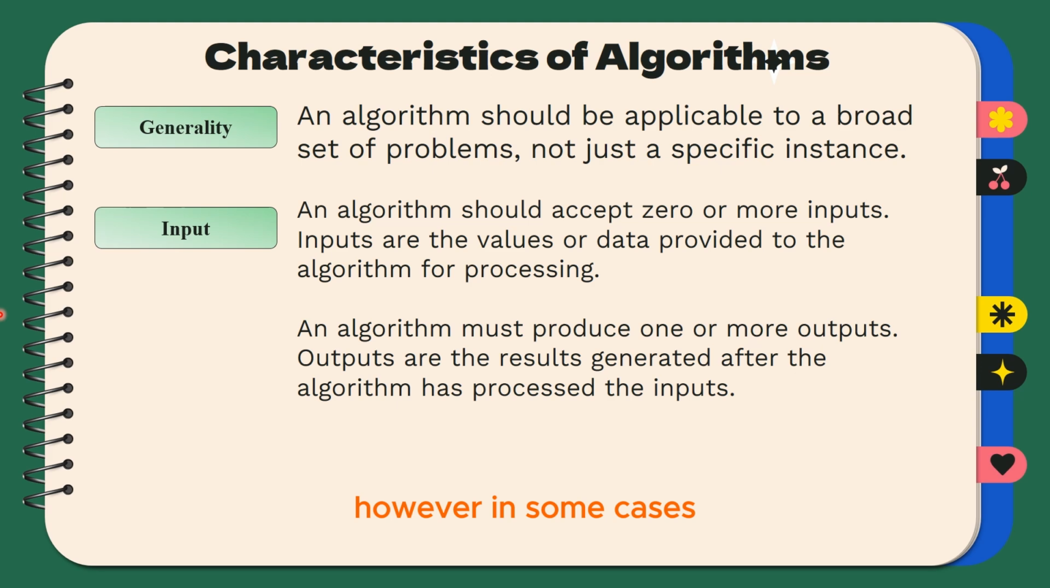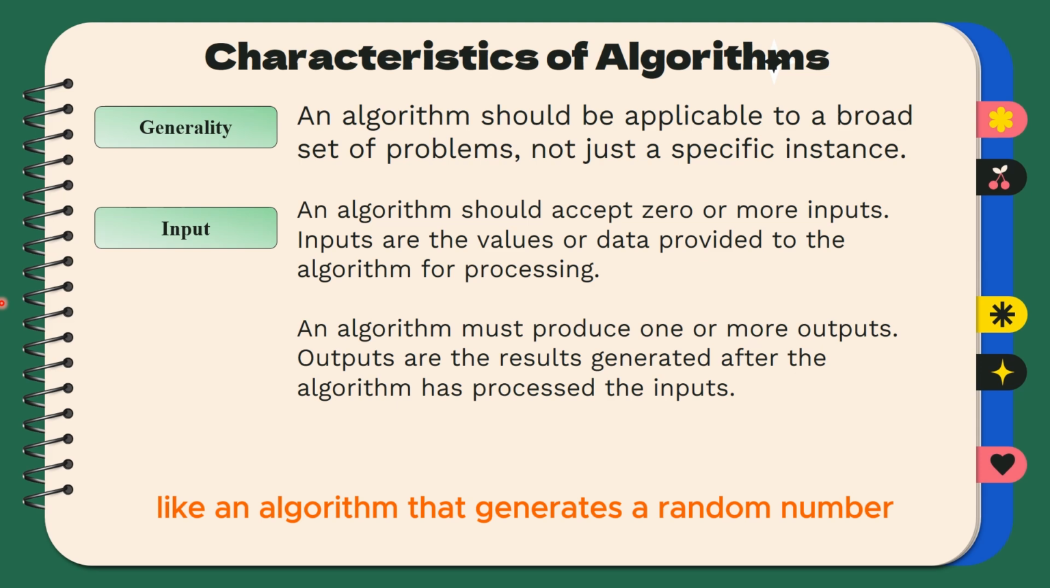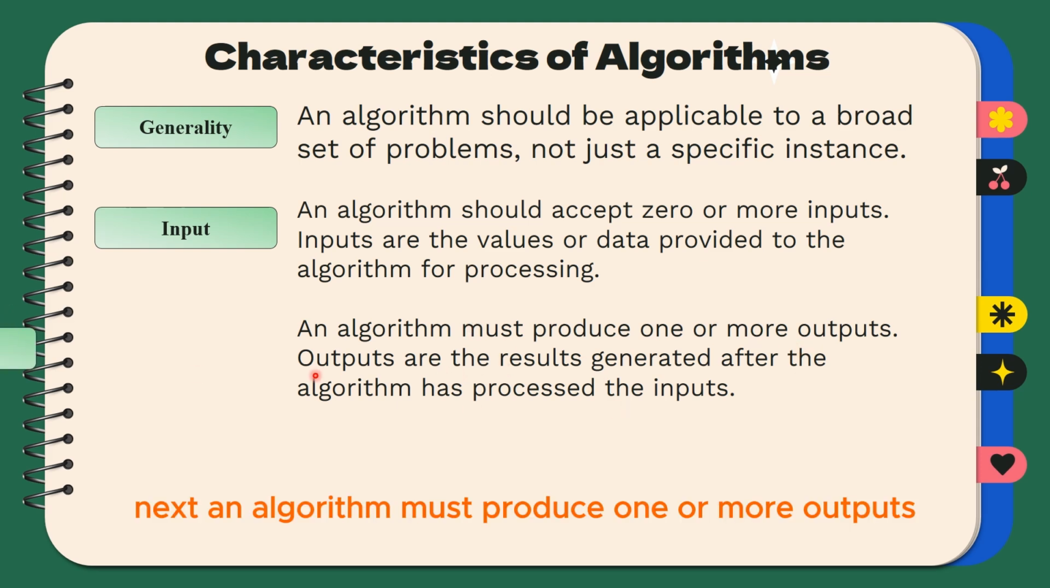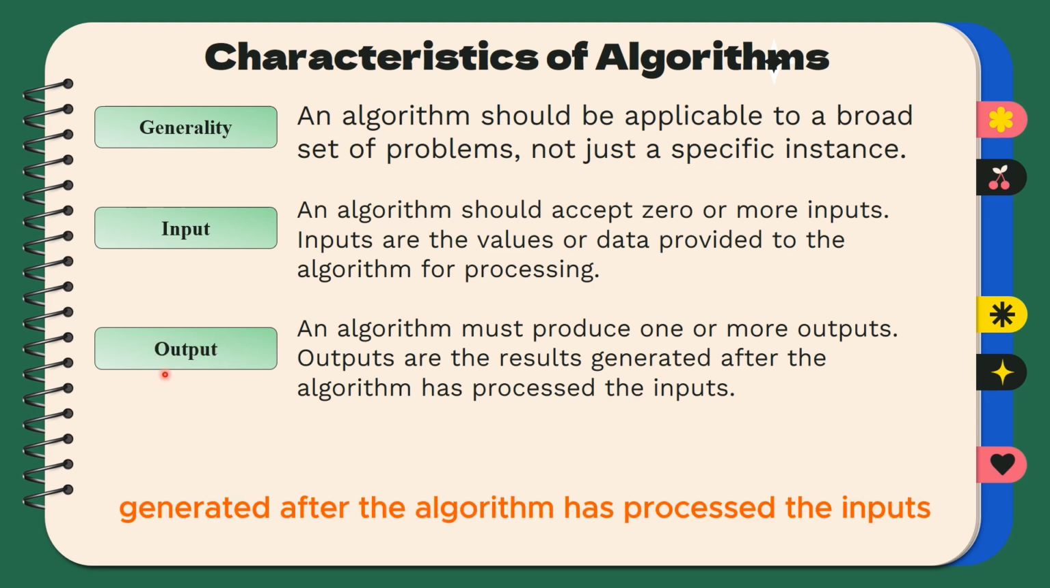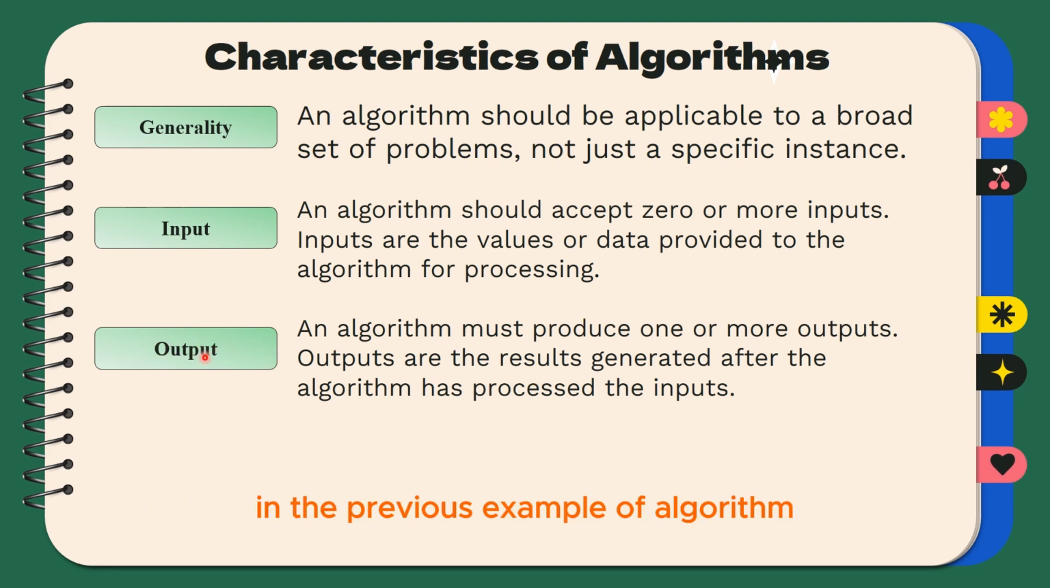However, in some cases, an algorithm might not need any inputs at all, like an algorithm that generates a random number. Next, an algorithm must produce one or more outputs as a result of its processing. Outputs are the final result or data generated after the algorithm has processed the inputs. In the previous example of an algorithm that calculates the sum of a list of numbers, the output will be the total sum. This output provides valuable information that can be further used for decision making or analysis.